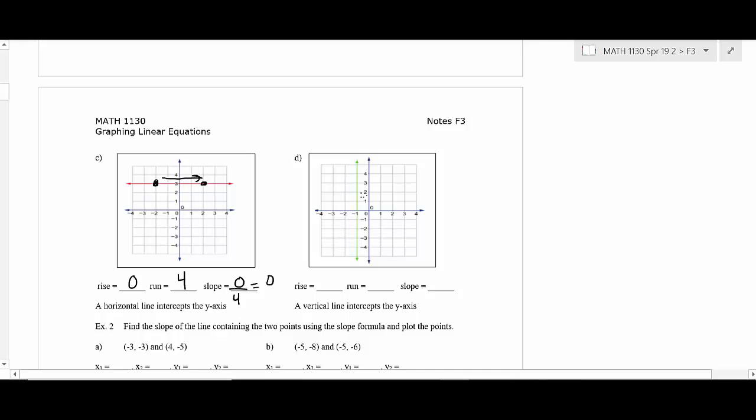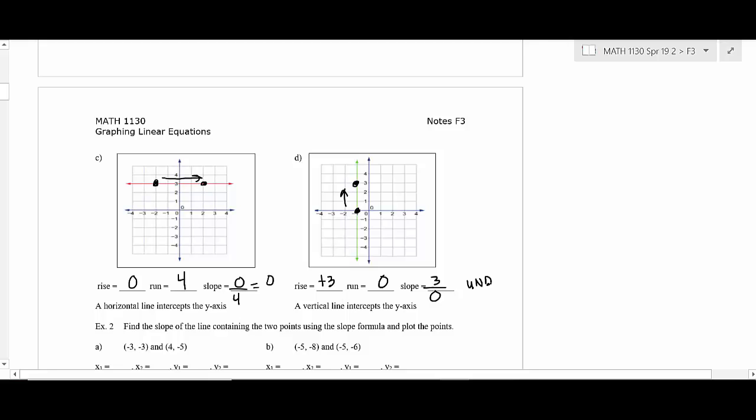Okay. And then the next one, pick 2 dots. I'm going to pick this dot and that dot. It doesn't make any difference. If you did this, the rise would be up 3. The run would be what? 0. Okay, so if you do 3 over 0, you can't divide by 0. That's why we say that that slope has an undefined slope.